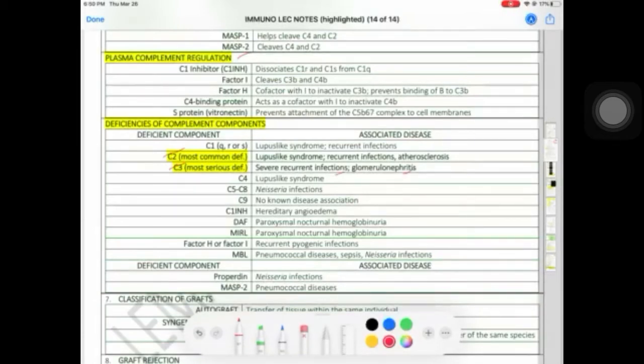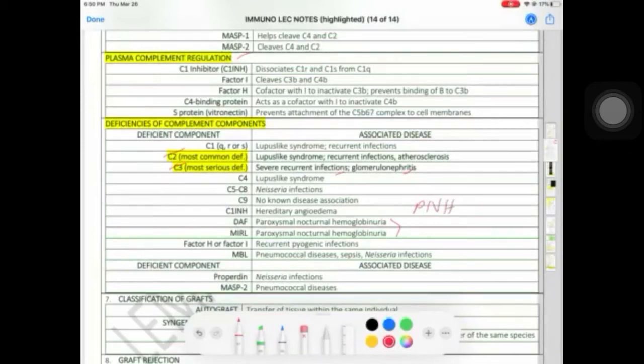C2 deficiency, most common, is associated with LE or lupus-like syndrome, recurrent infection, atherosclerosis. C3 deficiency, pinaka-serious, pinaka-severe, it is associated with severe recurrent infection, glomerulonephritis. Kung may papatandaan ako, deficiency of DAF, decay accelerating factor, and membrane inhibitor of reactive lysis, PNH. Mabilis ma-hemolyze yung mga red cell dito in PNH kasi walang regulator. Walang DAF, walang membrane inhibitor of reactive lysis.